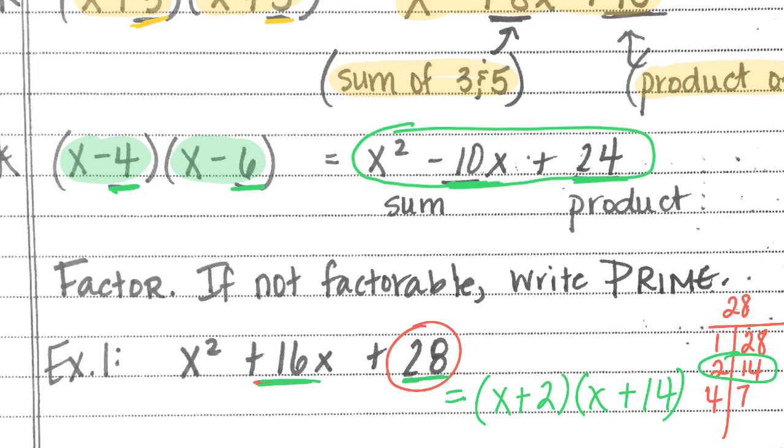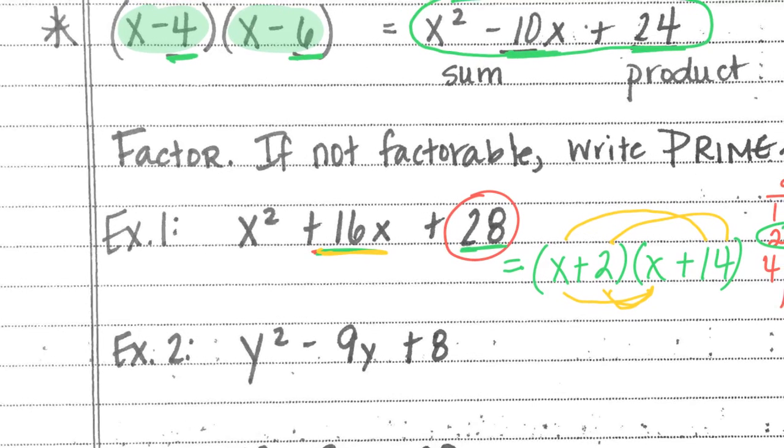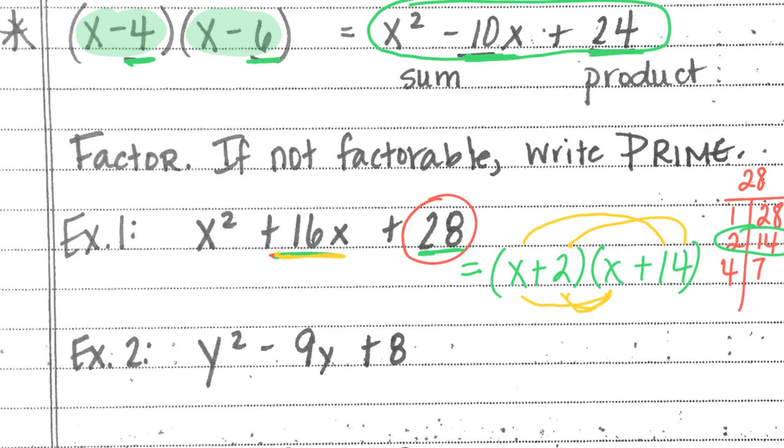Again, let's check that in our head if I FOIL. First terms, x squared. Outer terms, 14x. Inner terms, 2x. Ooh, those add up to be 16x. Last terms, 28. A couple more. Are there factors of 8 that add up to be negative 9? Well, I like to write my factors out. The factors of 8 are 1 and 9, 2 and 4.